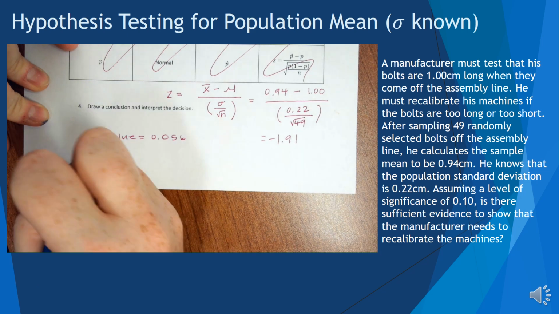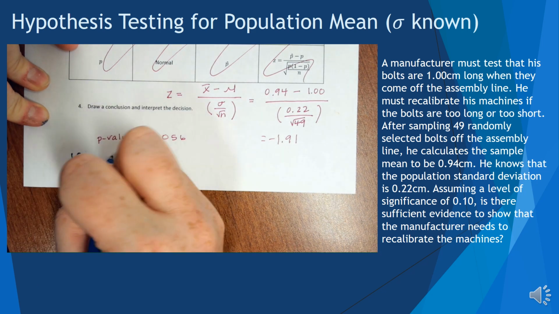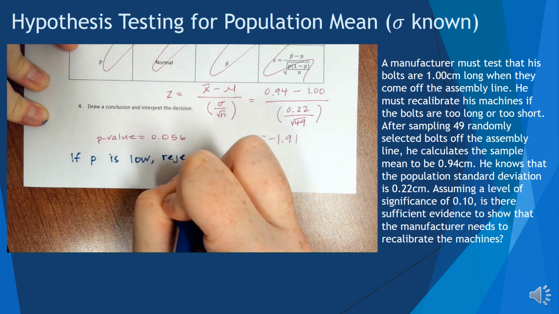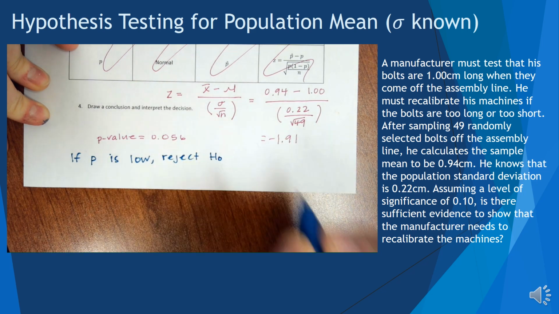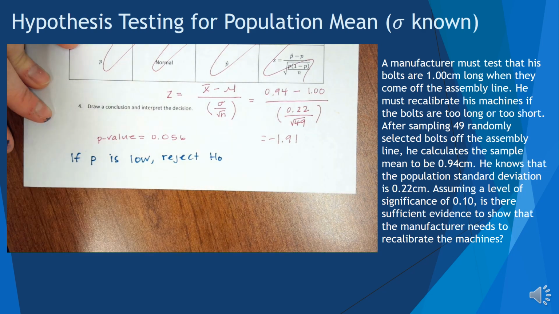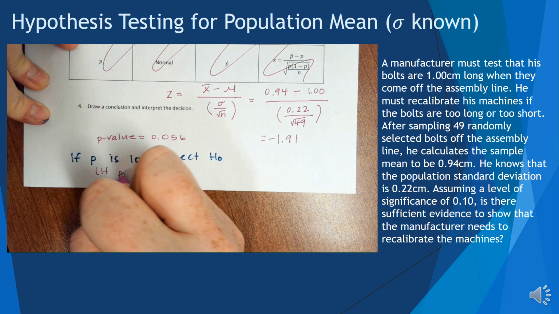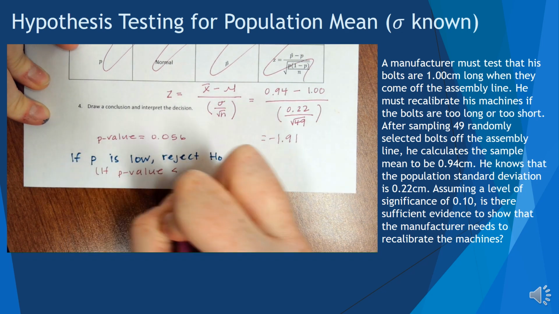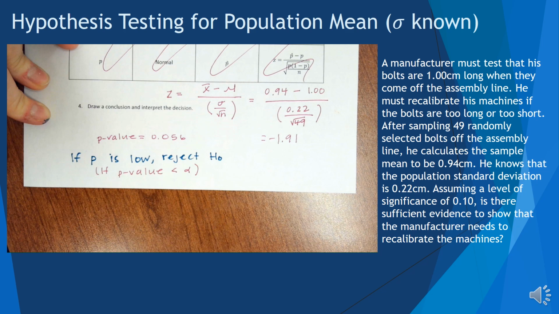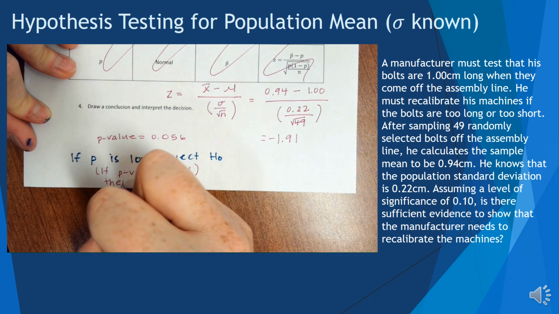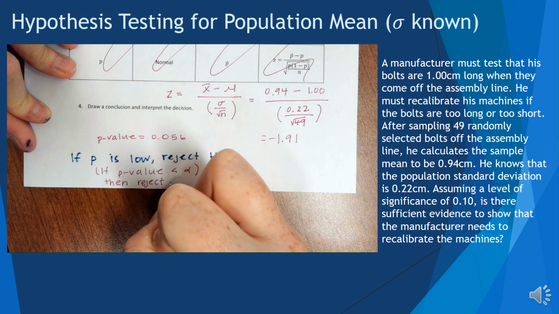If P is low, reject H0. What that means is that if your p-value is less than your alpha level, your level of significance, then reject your null hypothesis H0.